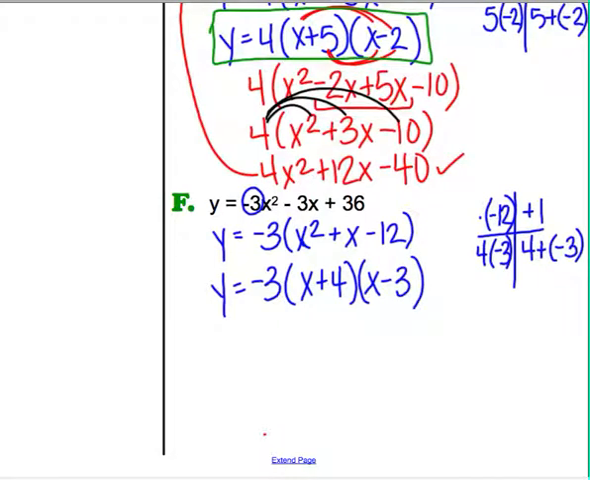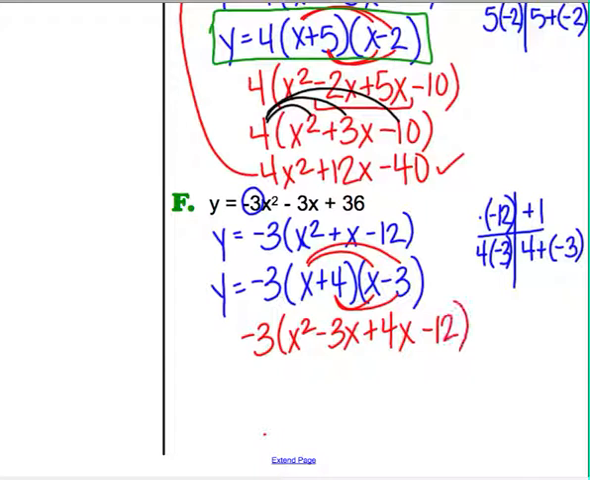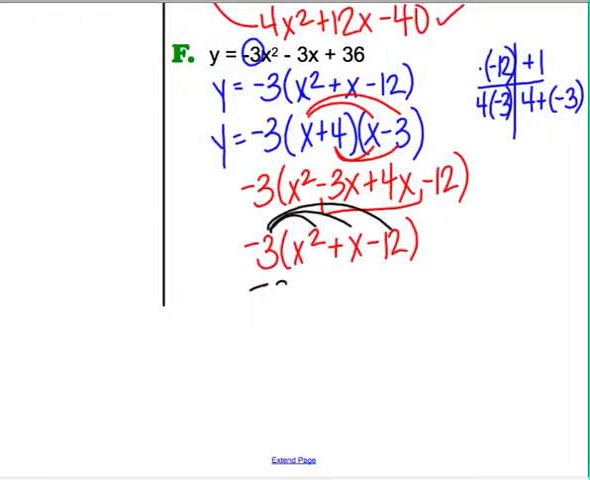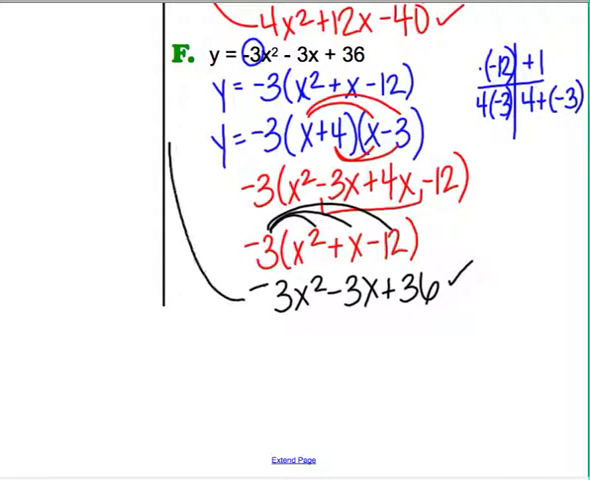I go ahead and check this. X times x gives me x squared. X times negative 3 is negative 3x. 4 times x is 4x. 4 times negative 3 is negative 12. Go ahead and combine like terms. We get negative 3 times x squared plus x minus 12. And then I distribute that negative 3 in all three terms to get negative 3x squared minus 3x plus 36. And I see that that does check out according to what we have here. Therefore, that makes this my correct solution.